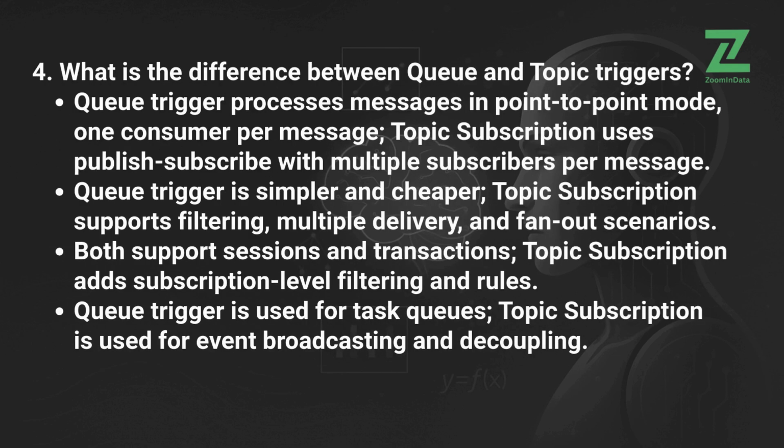4. What is the difference between queue and topic triggers? Queue trigger processes messages in point-to-point mode, one consumer per message. Topic subscription uses publish-subscribe with multiple subscribers per message. Queue trigger is simpler and cheaper. Topic subscription supports filtering, multiple delivery, and fan-out scenarios. Both support sessions and transactions. Topic subscription adds subscription-level filtering and rules. Queue trigger is used for task queues. Topic subscription is used for event broadcasting and decoupling.